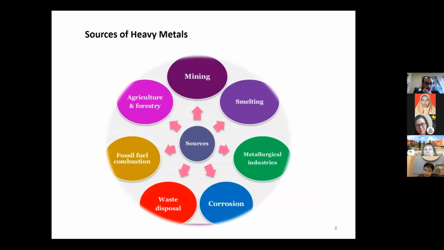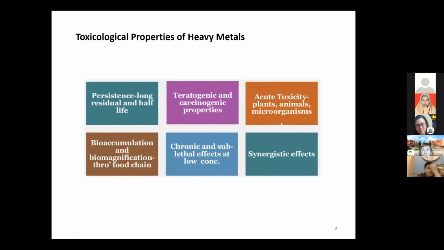So the sources of heavy metals are quite different. They can come from mining activity, smelting, metallurgical industries, corrosion, waste disposal, fossil fuel combustion, agriculture and forestry. These are some of the main sources of heavy metals. And they are known to have toxicological properties.